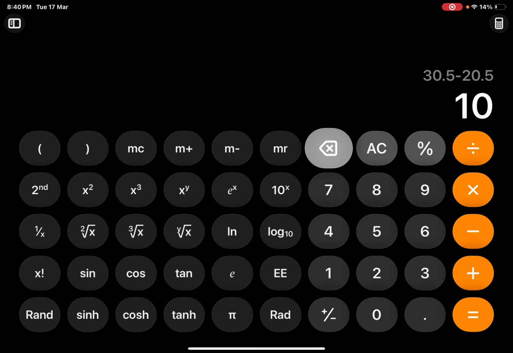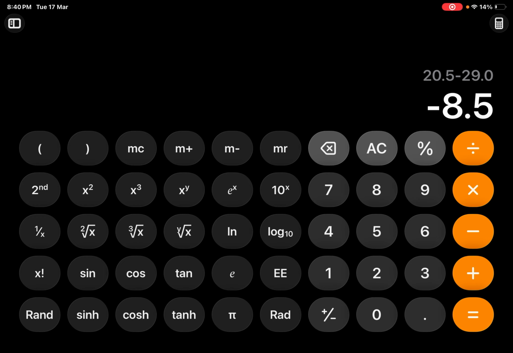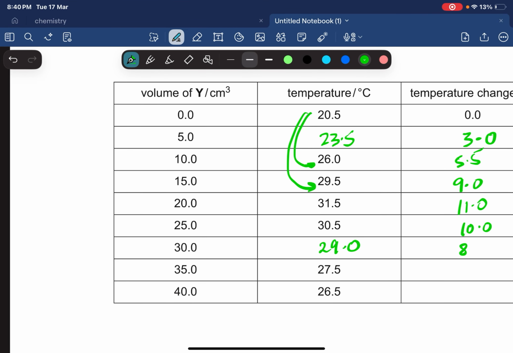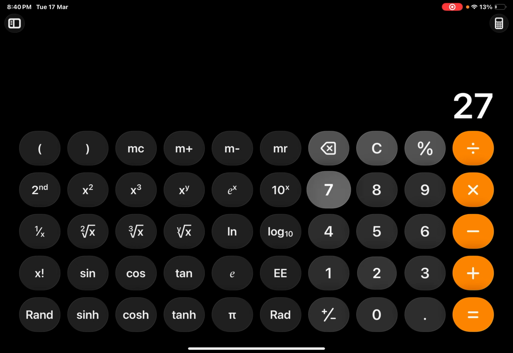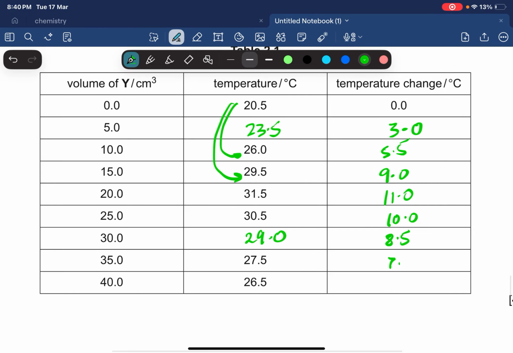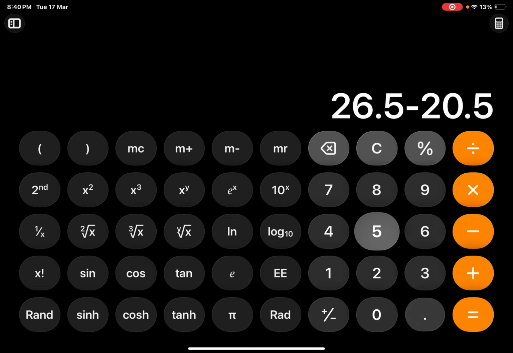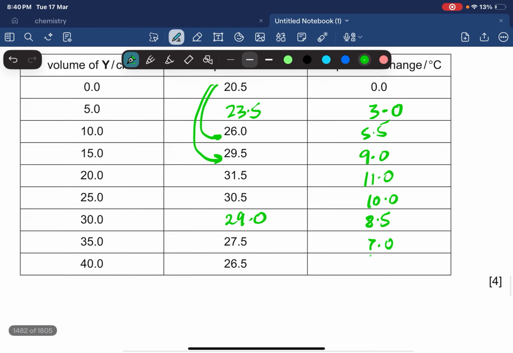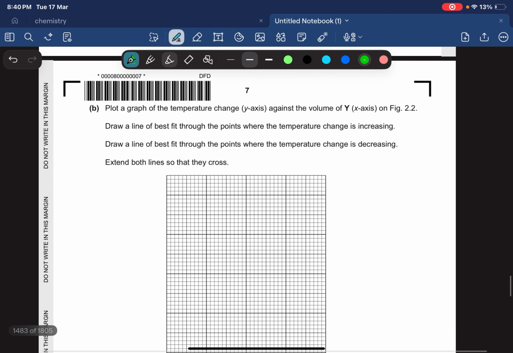29.0 minus 20.5, 8.5. 27.5 minus 20.5, 7.0. 26.5 minus 20.5, 6.0. Okay, done. Plot a graph of the temperature change on the y-axis against the volume of Y on the x-axis.